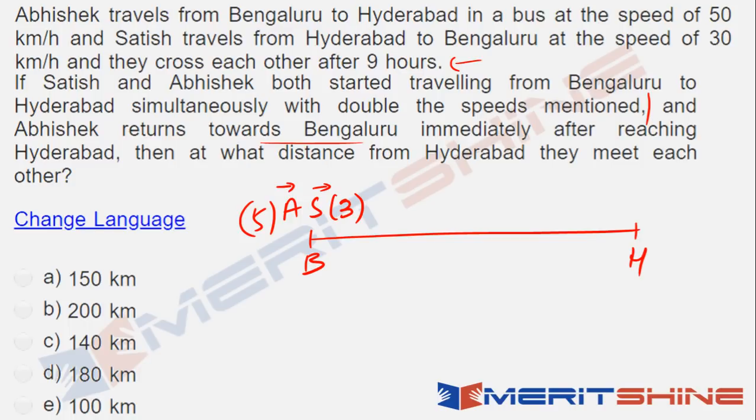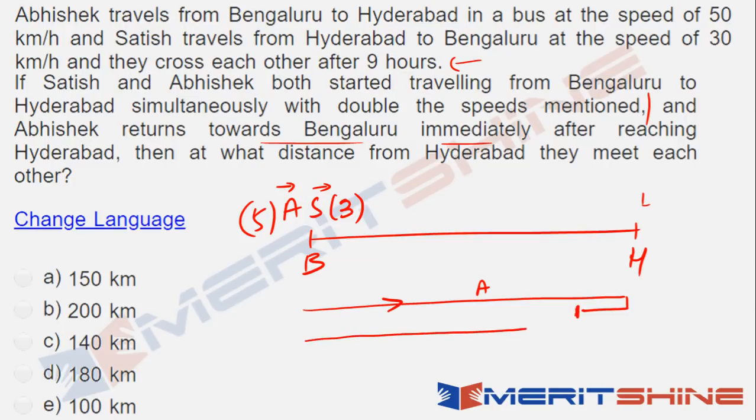Abhishek returns towards Bengaluru immediately after reaching. So who would reach Hyderabad first? Abhishek would reach first, and he travels like that. He goes like this, comes back. So what it's saying is that this is the trajectory that Abhishek follows. From Bangalore he starts, reaches Hyderabad, comes back. On the way he meets Satish like that, and this is the trajectory of Satish.